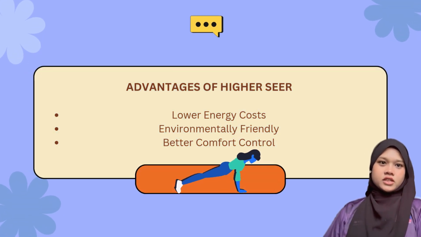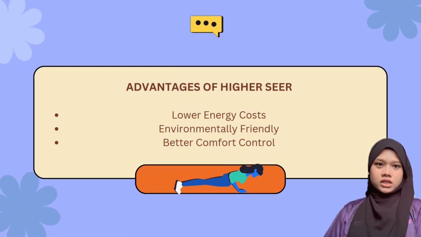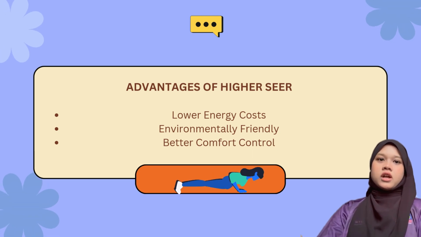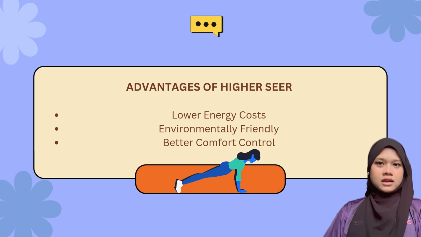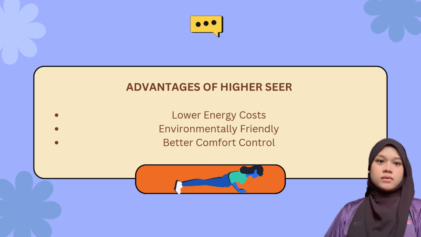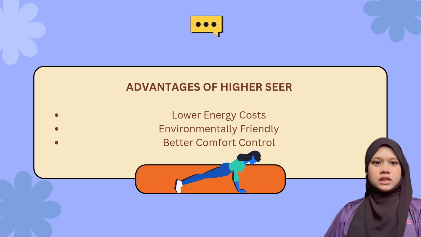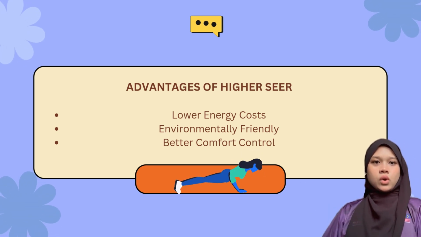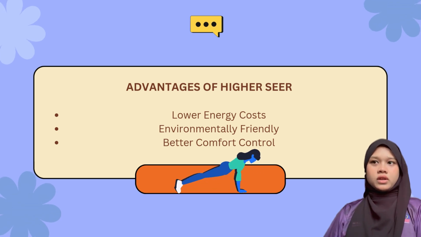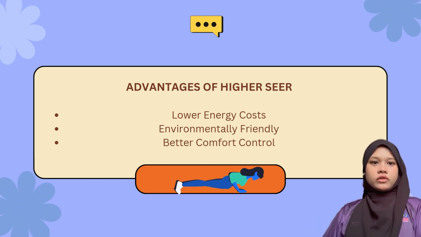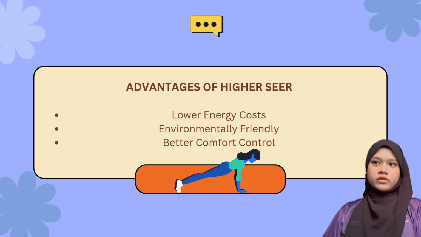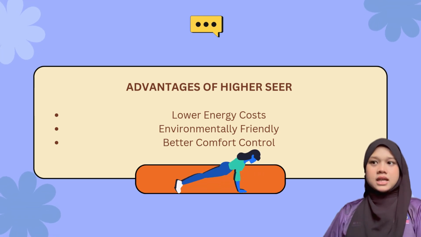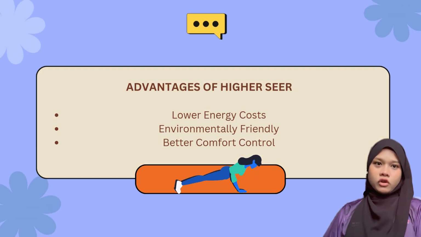So there are 3 advantages of higher SEER. The first one is lower energy cost, the second one is environmentally friendly, and the third one is better comfort control. For lower energy cost, higher SEER units consume less electricity for the same cooling output, so it will lead to reduced utility bills over time. For environmentally friendly, less energy consumption translates to lower carbon emissions, and it will contribute to environmental sustainability. The last one is better comfort control. Variable speed systems in higher SEER units provide more precise temperature and humidity control, maintaining consistent indoor comfort.